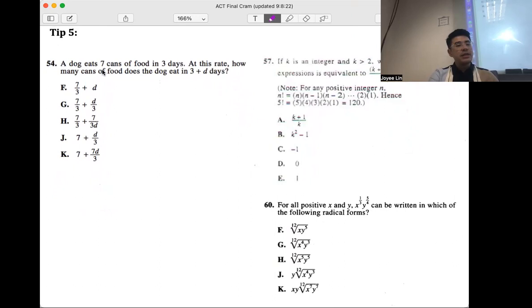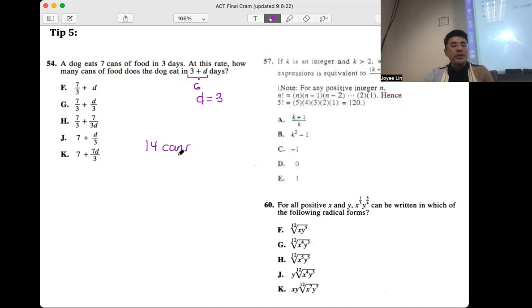So if a dog eats 7 cans of food in 3 days, at this rate, how many cans of food does the dog eat in 3 plus D days? What's a reasonable number for D here that would help you like logically compute it? 3. I think another 3, right? Because then how many cans of food does a dog eat in 6 days? What would your answer be? 14, right? We can all figure out it's proportional, so 14 cans.